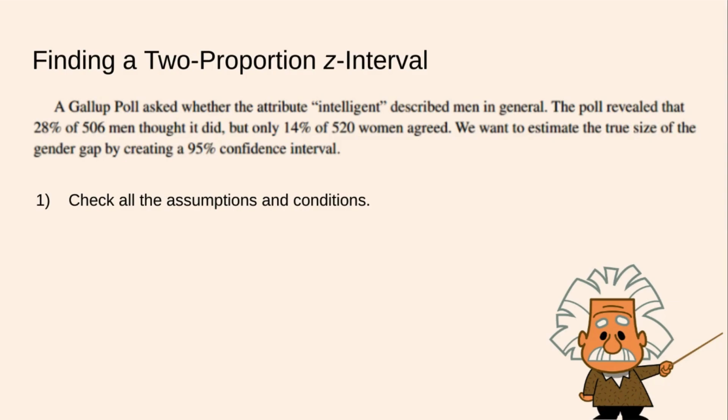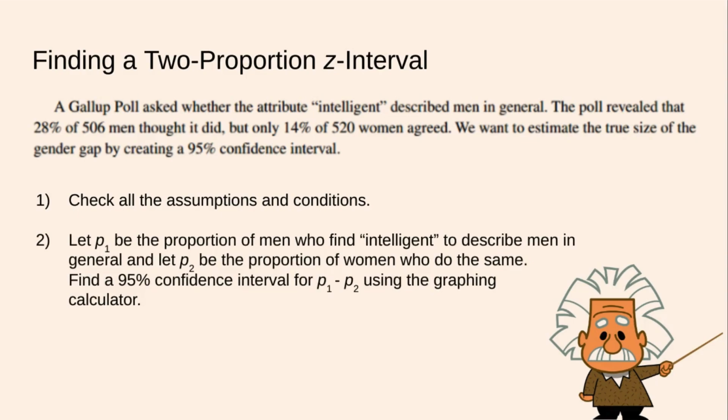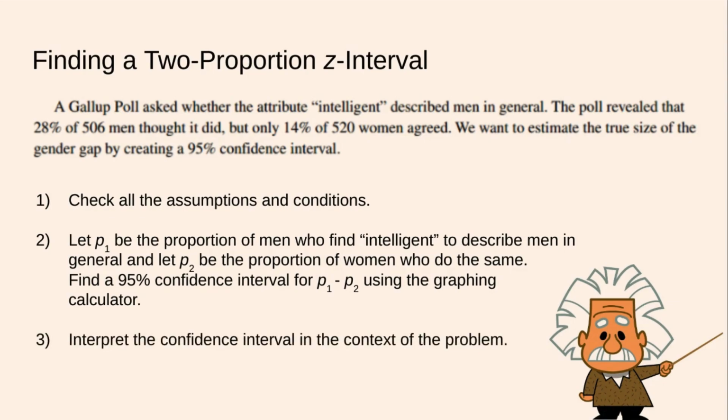We need to first check all the assumptions and conditions. So refer back to those assumptions and conditions in your notes or prior in the video, and make sure that this example fits all of the criteria. And one of the criteria is actually a bit suspect, and we'll talk about that. Number 2, we're going to let P1 be the proportion of men who find intelligent to describe men in general, and let P2 be the proportion of women who do the same. Find a 95% confidence interval for P1 minus P2 using the graphing calculator. We'll get to that in just a moment. And the last step will be to interpret the confidence interval in the context of the problem. So we'll start with number 1.